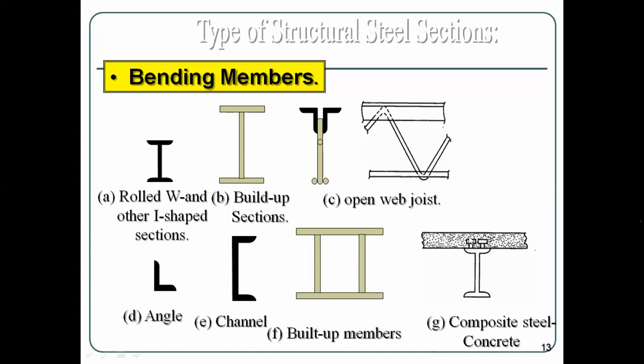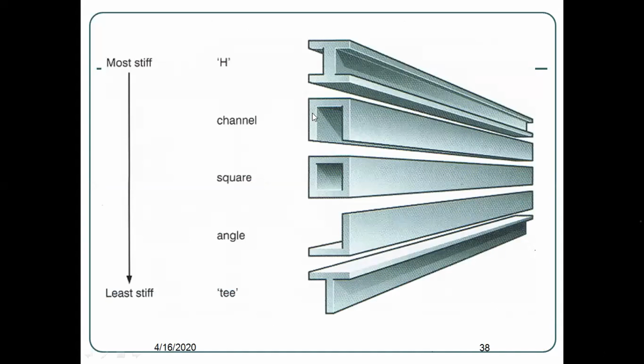Recently all our flyovers are constructed with composite steel concrete structures, right? So this is the category. You always prefer the I section as the top priority. Why? Because the I section is stiffer compared with other sections. That is the reason why I sections are always preferred to carry any kind of load.